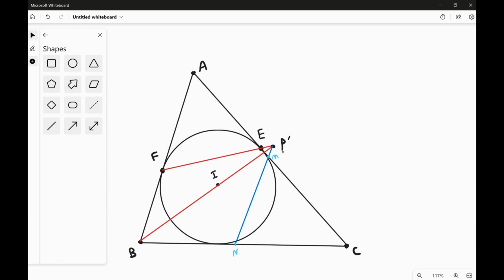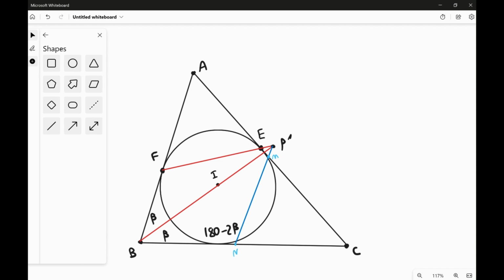So, a general way of proving that three lines are concurrent is: suppose that BI and EF intersect at a point P prime. We want to show that P prime lies on MN. Well, suppose that were true. Then if this angle here were equal to beta, then this angle here would also equal beta because it's the angle bisector. However, we know from geometry and the medial triangle configuration that MN is parallel to AB. So this is 180 minus 2 beta.